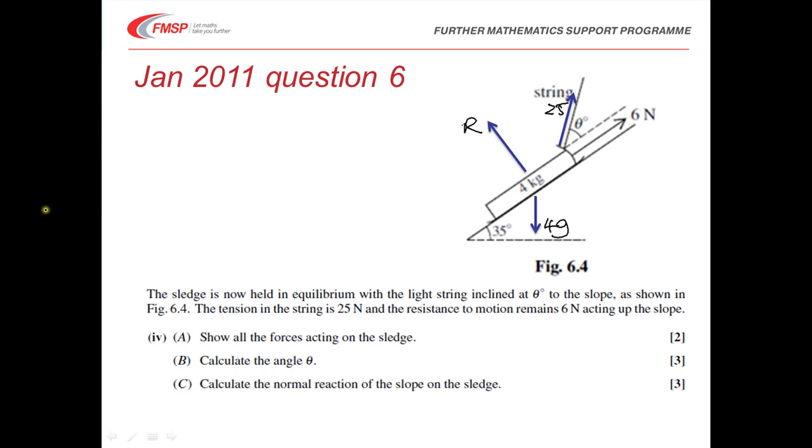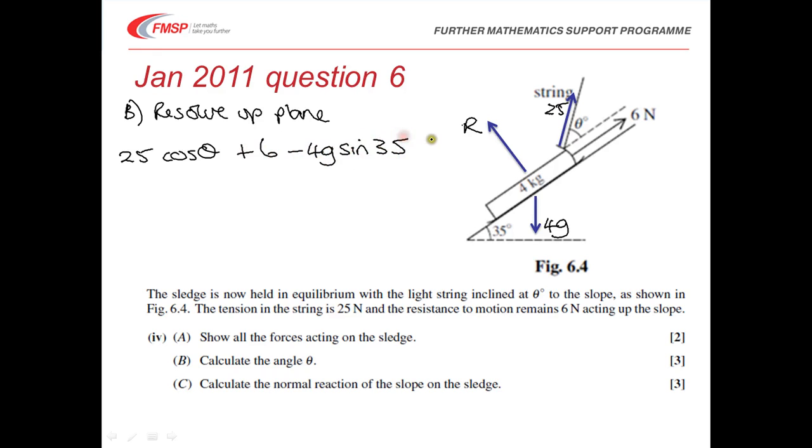So again, it's in equilibrium. You can resolve up the plane or down the plane, it doesn't matter which. So in this case I'll resolve up the plane. So this is part B. Resolving up the plane, we're going to have 25 cos theta plus 6 up the plane, and then down the plane we'll have that component of the weight again. So that'll be 4g sin 35, and that's negative. It's the opposite direction.